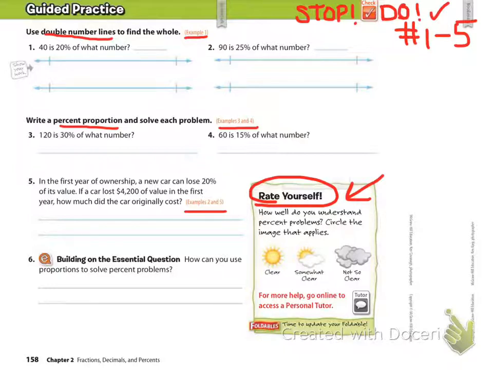The first 2 problems, look back if you need help in your book, in your notes with the double number lines. You have to know this method. Numbers 3 and 4 require you to set up the percent proportion, so look back at the examples if you need to. Question number 5 is finding the original cost, which again is finding one of the missing parts. Make sure you rate yourself when you're done, and we will check this in class tomorrow.